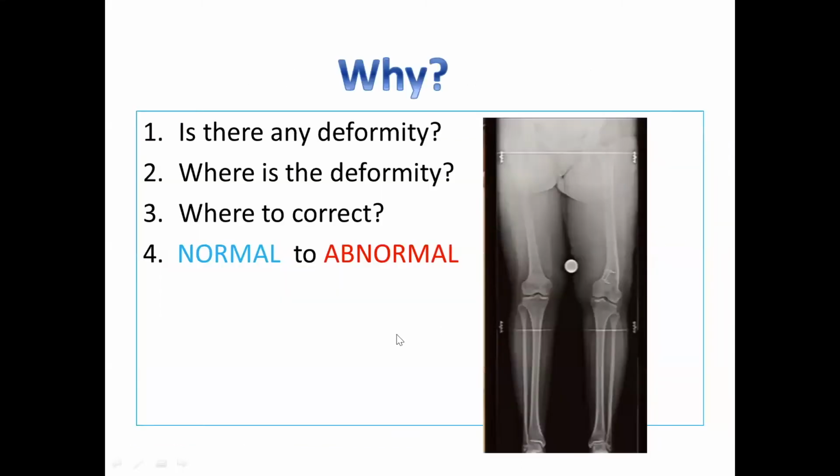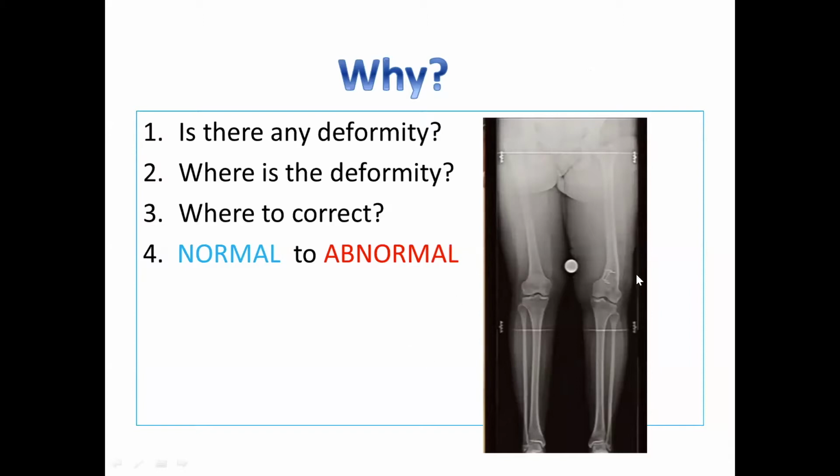Whenever we correct any kind of deformity, not only high tibial, why should we know this? Because whenever we look at the limb, whenever we look at the X-ray of a patient, there are a few questions we must ask ourselves. Is there any deformity? We have to ask the question: is there a deformity?